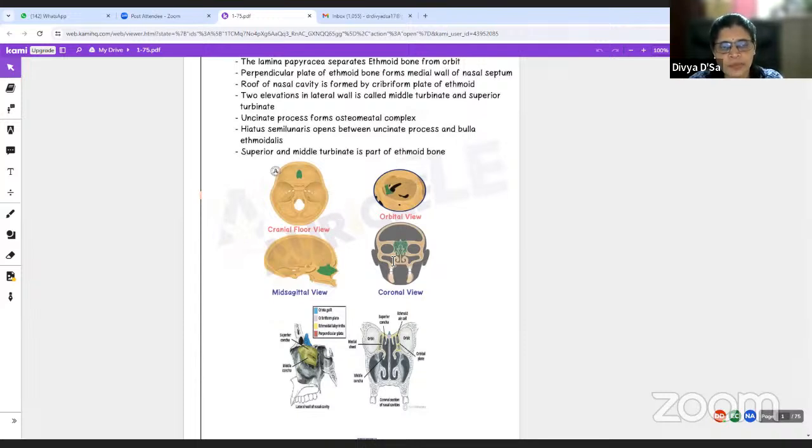So the superior and middle turbinates, only those 2, form part of the ethmoid bone. There are 3 turbinates: superior, middle and inferior. The inferior turbinate is an individual bone. Only the superior and the middle form part of the ethmoid bone.